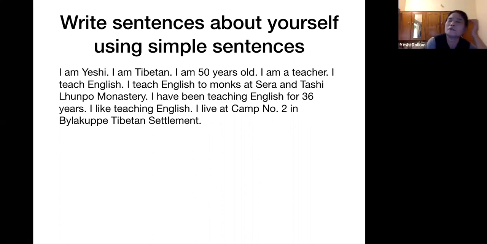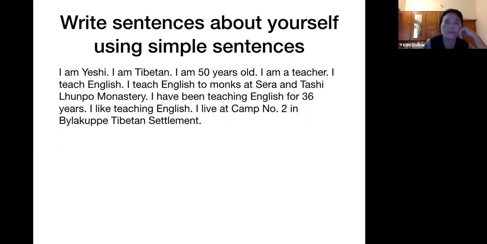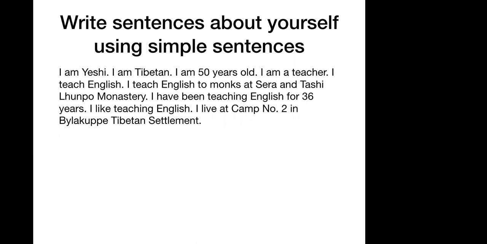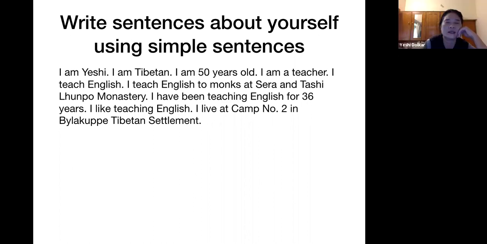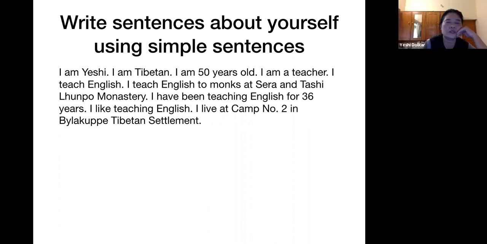Please share your work so that we know that you are making correct simple sentences. Simple sentences. It's about yourself. It should be easy. Here's an example. Hello. I am Dawa. I am 26 years old. I am a student. I learn philosophy. I like studying philosophy. I live at Sera Monastery in Bylakuppe. Very good. All right, now, next.